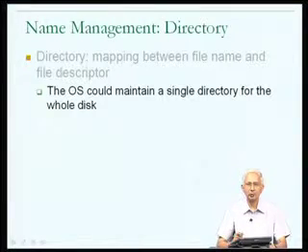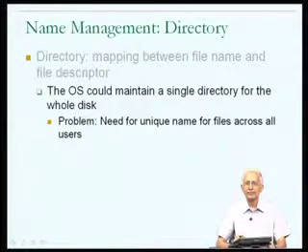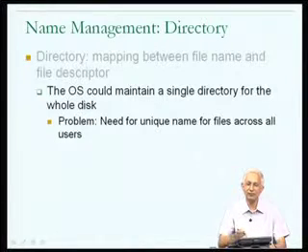Now one possibility which you could immediately think of is that the operating system could maintain a single directory for the entire disk. So for each of the disks which contains files, there could be a directory, and that directory could contain, for each of the files on that disk, the name and the corresponding file descriptor. And you could immediately see that this is somewhat restrictive, in that if there is only one directory for the entire disk, then there has to be a unique name for every file on the disk, and therefore it would have to be ensured that no two files have the same name. It may not sound like much of a problem, but if you think about it a little bit, this could be a severe problem.